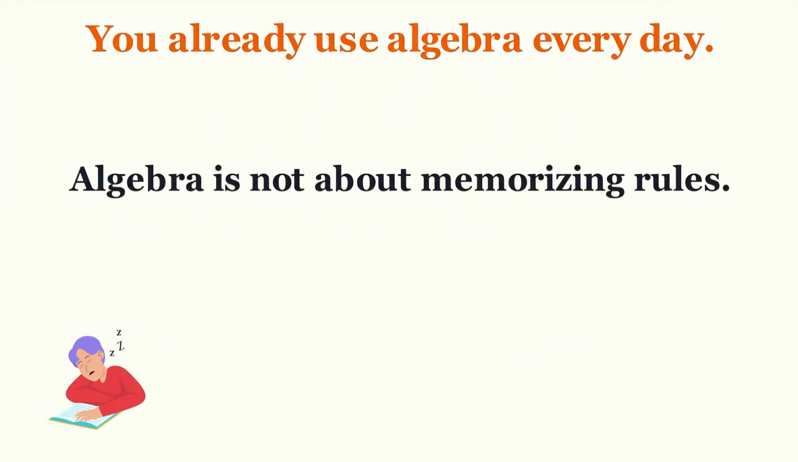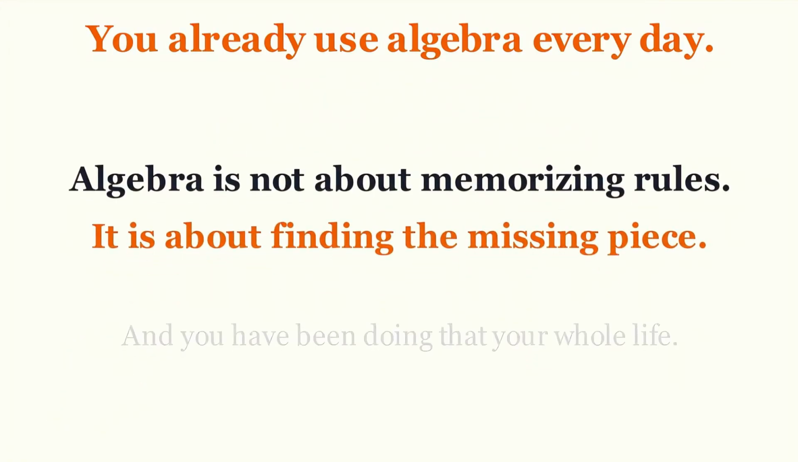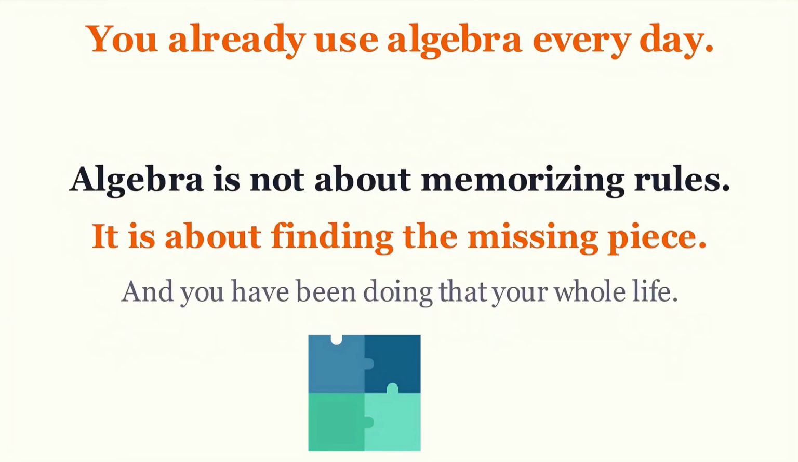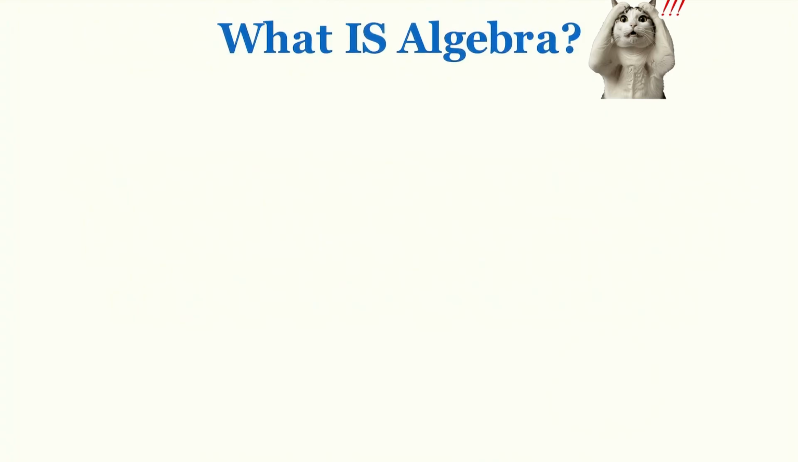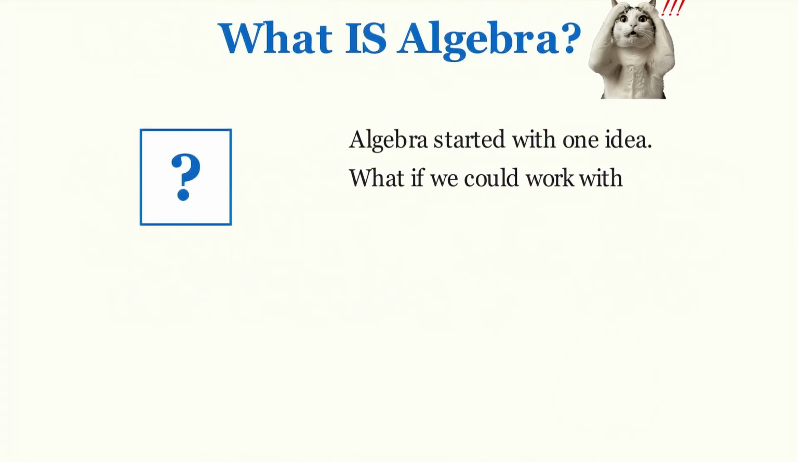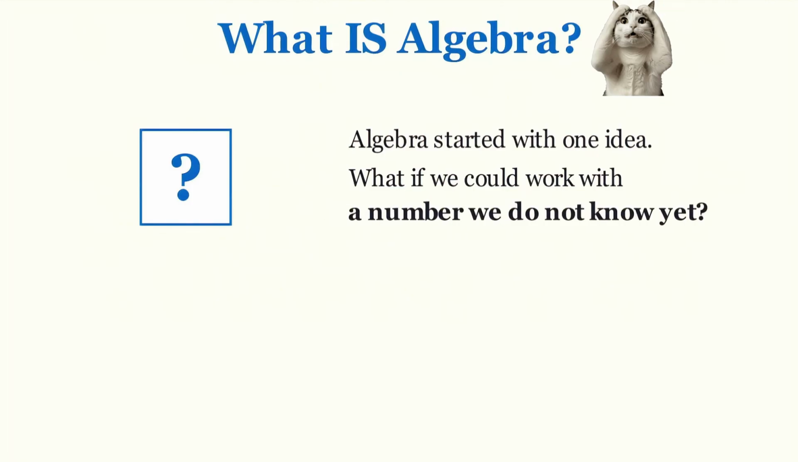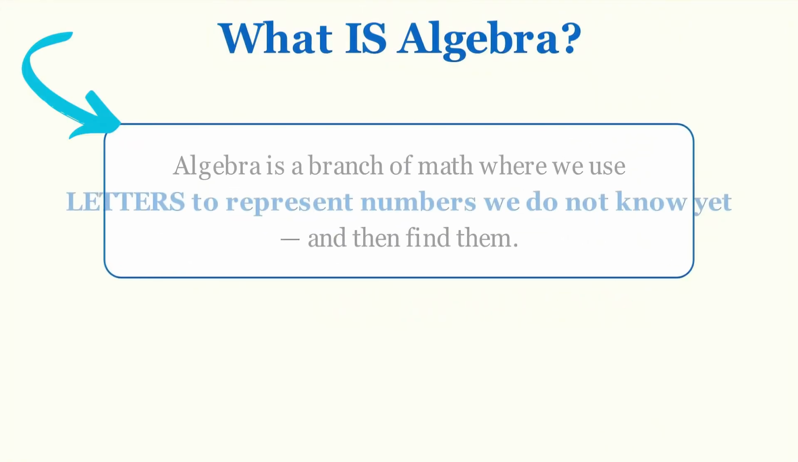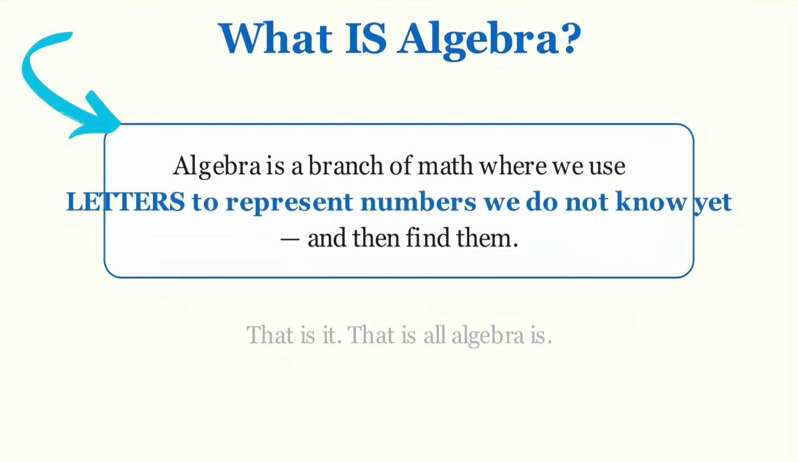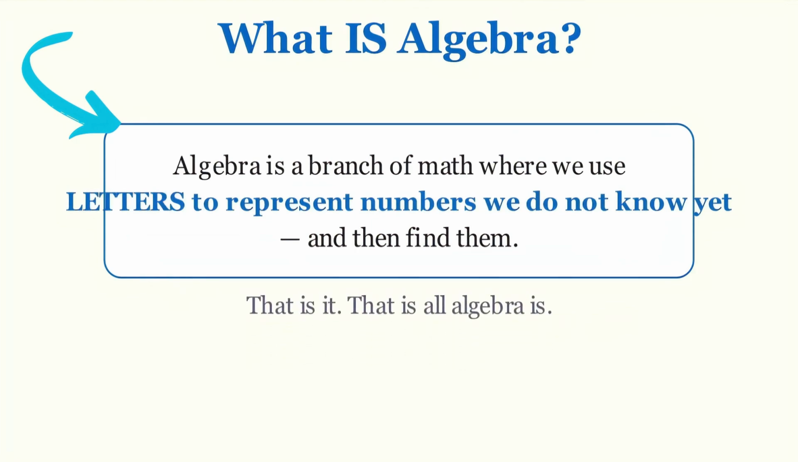Algebra isn't about memorizing rules. It's about finding the missing piece. And you've been doing that your whole life. So what is algebra, really? It started with one simple idea. What if we could work with a number we don't know yet? Instead of leaving a blank, we give that unknown a name. We call it X or Y or N. Any letter works. Algebra is just math where letters stand in for numbers we don't know yet. And then we find them. That's it. That's the whole thing.